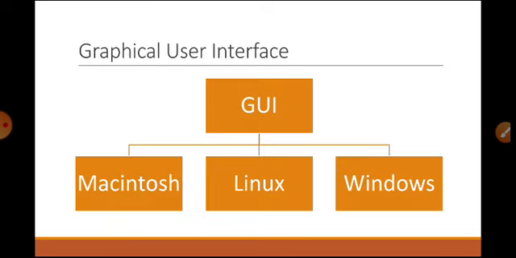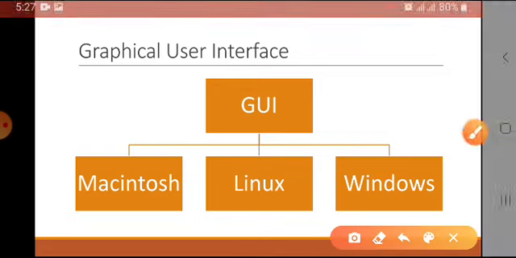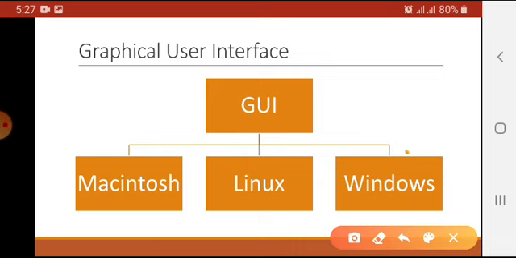So the graphical user interface is used in the three most famous operating systems, and those are Macintosh, Linux, and Windows. Among these three, the Windows operating system is the most popular, and most of us have the Windows operating system in our computers and laptops.